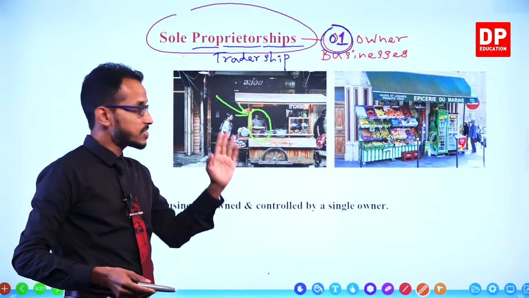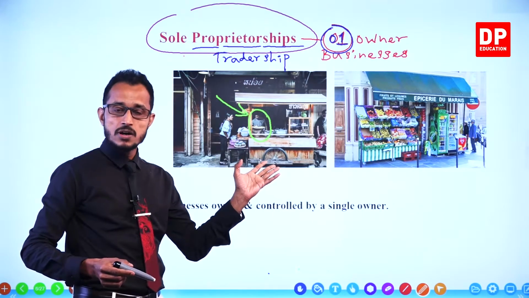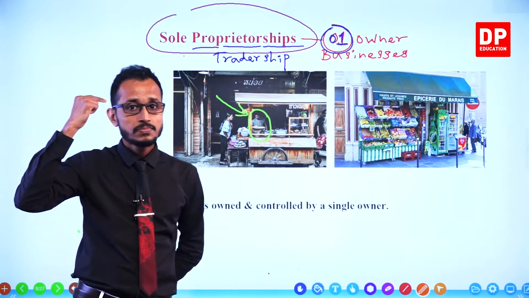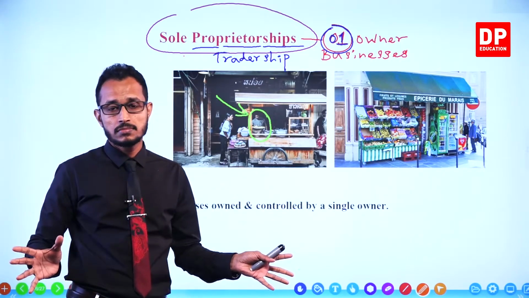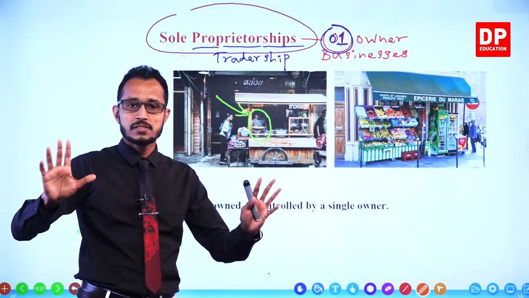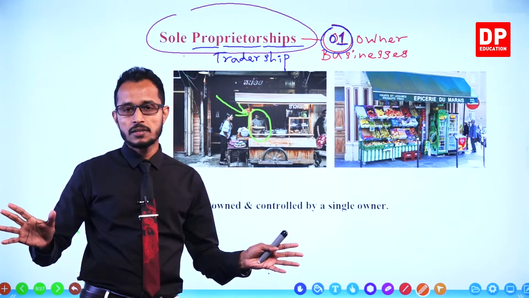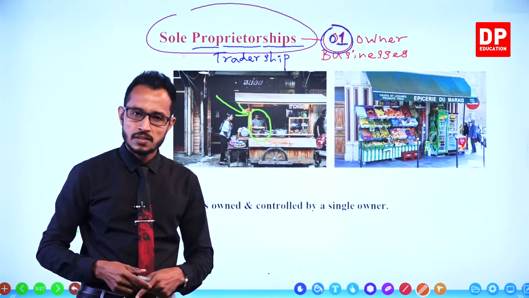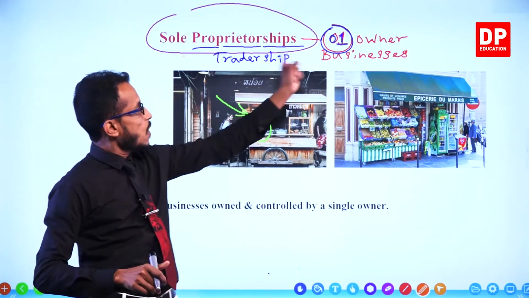All right, so these are the simplest business organizations in the world. And remember, children, sole proprietorship businesses are the most common. Everywhere you go, you get these businesses. Everywhere in the world, you see these businesses. So, the most common type of organization, which has one owner.